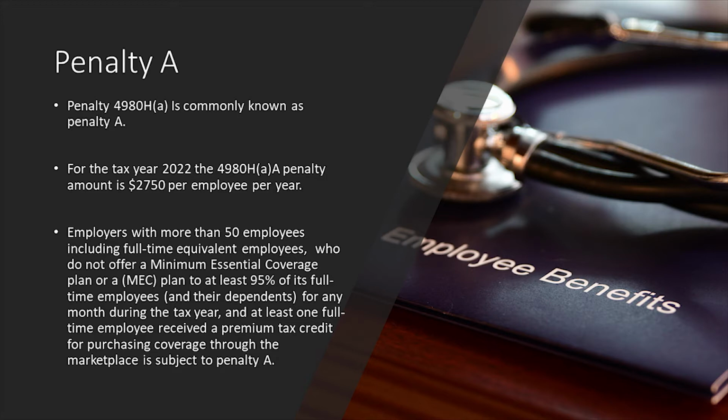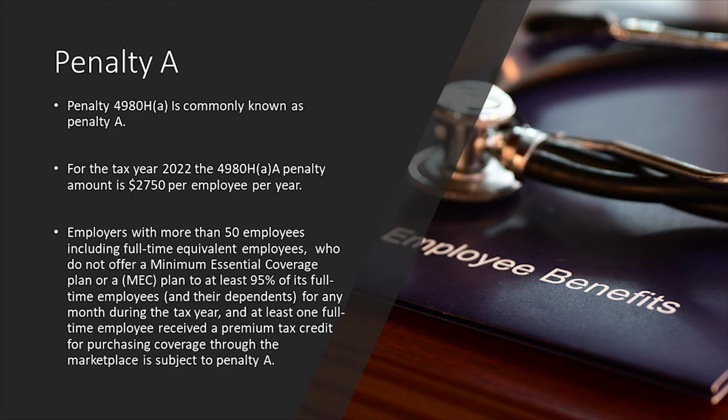lives and you have one employee that went to the marketplace and bought insurance, that employee reports that on their subsidy, and the IRS is notified, and then the group is actually charged with penalty A. So keep in mind that's a very important thing to get covered because penalty A is $2,750 per employee per year. So you'd multiply that times however many employees you have above 50 or 50 and above.